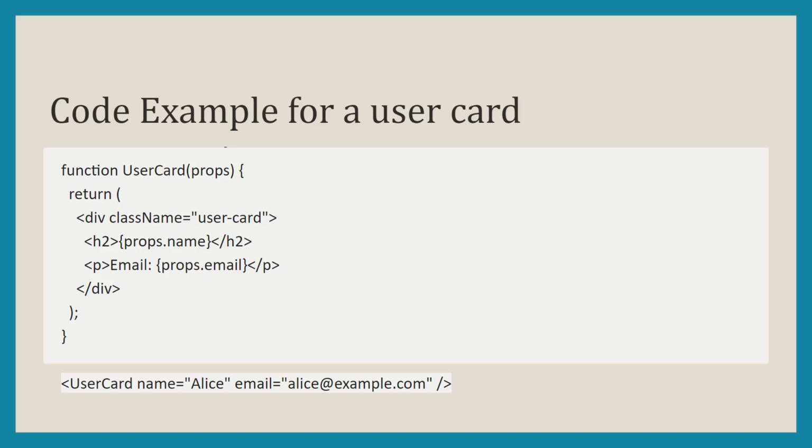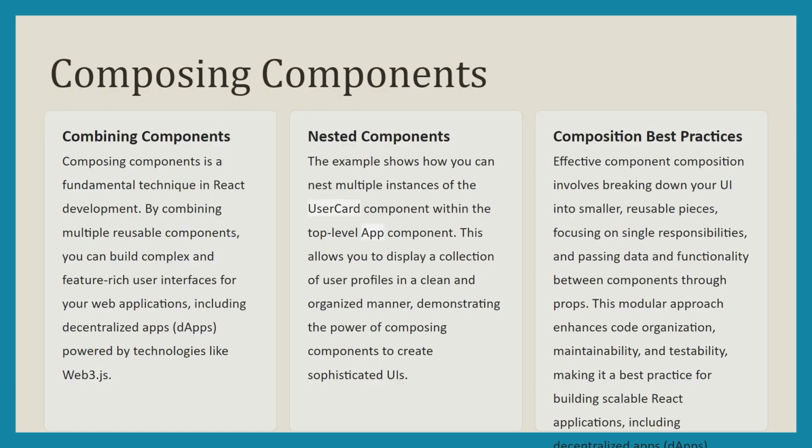So here again, as I told, right, function UserCard, you have props. It accepts props, and you're returning div className UserCard, h2 props.name, and p email props.email, and div. So UserCard name Alice, email equal to alice@example.com. I hope you understood the example. You can go through it again if you want.